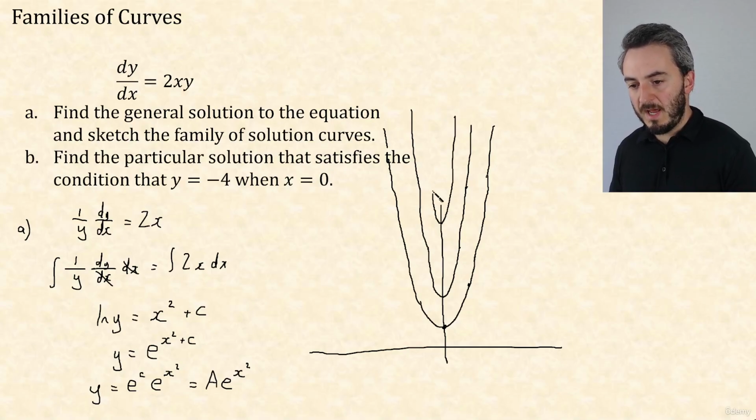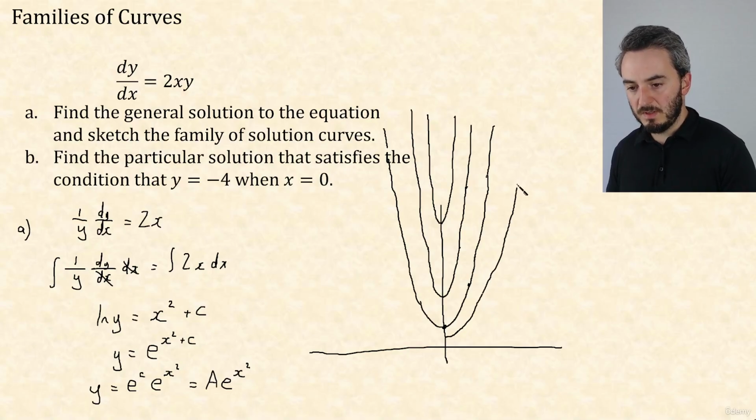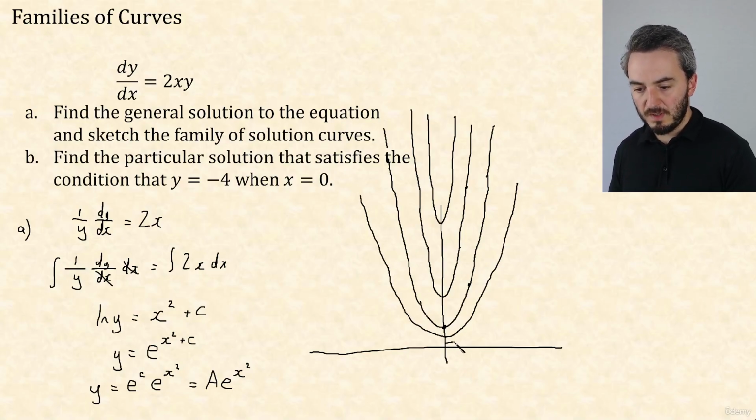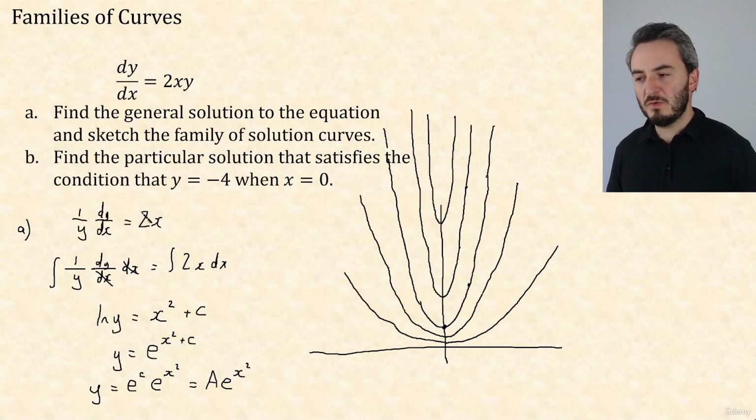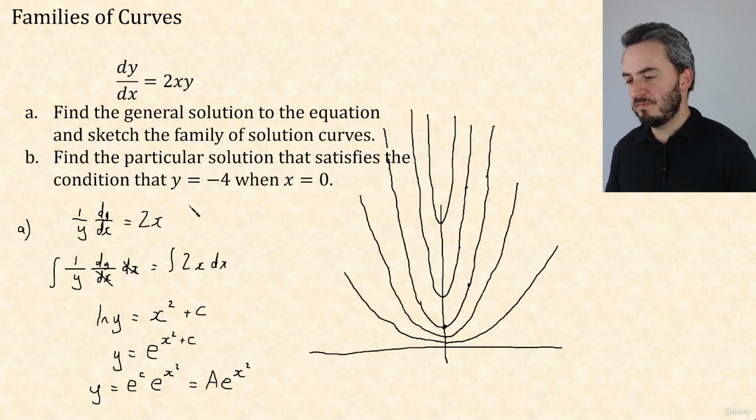But then what about when A is a half? Well, when A is a half, it's going to flatten the whole thing out a little bit. It's still growing very rapidly, but half as rapidly as before. And when A is, say, 0.1, we get something which is growing less rapidly still. Now, how about negative values of A?